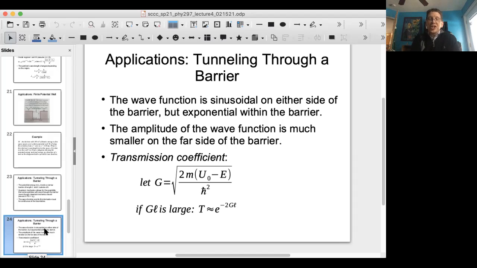So we define G again as being equal to the square root of 2m times the difference between the potential energy and the total energy, divided by h bar squared. And so the transmission coefficient, or the percentage of particles that get to the barrier that wind up crossing, is approximately equal to e to the negative 2GL.